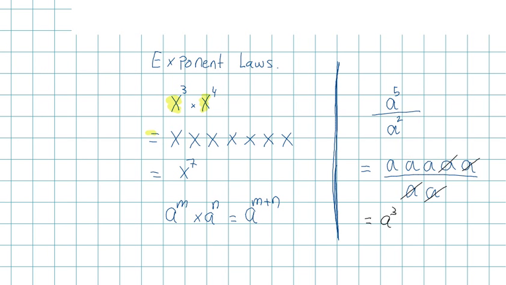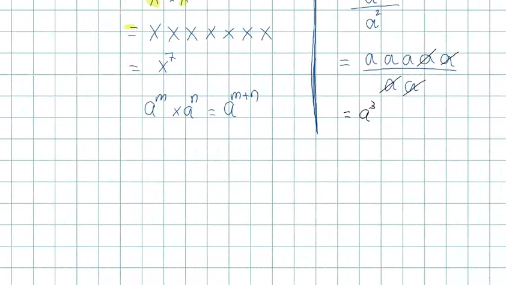Okay? So that says a to the power of m over a to the power of n is equal to a to the power of m minus n. Okay? So these rules are going to be very, very useful for the next few questions.